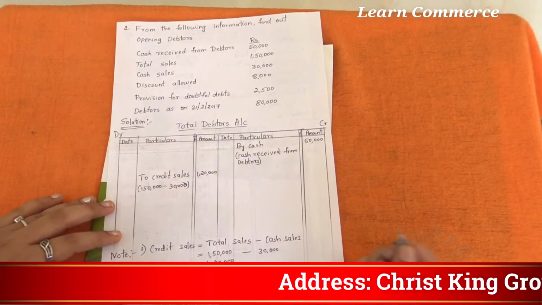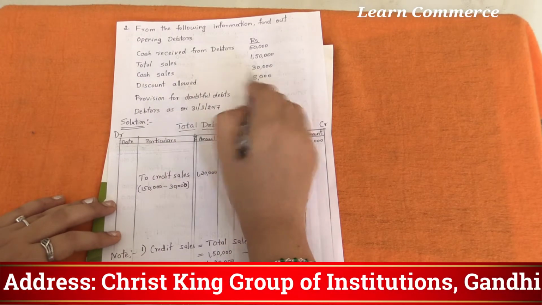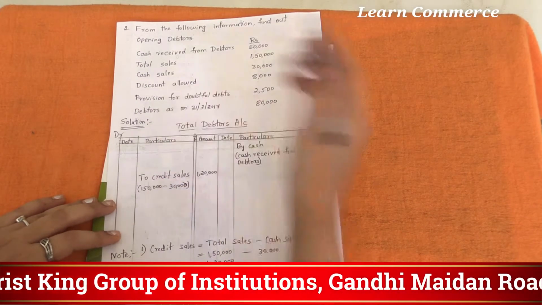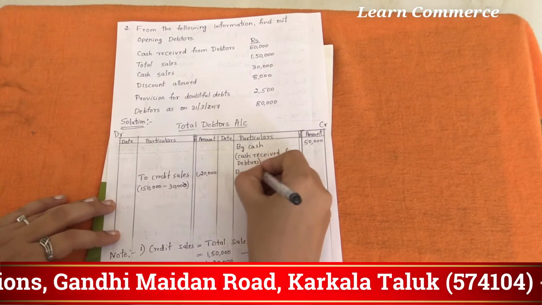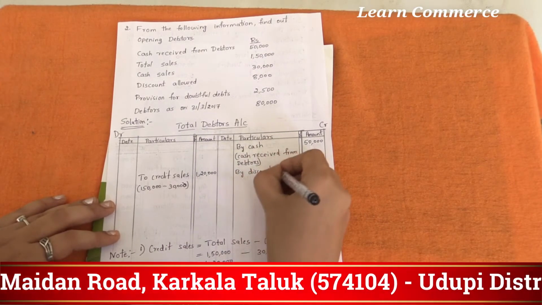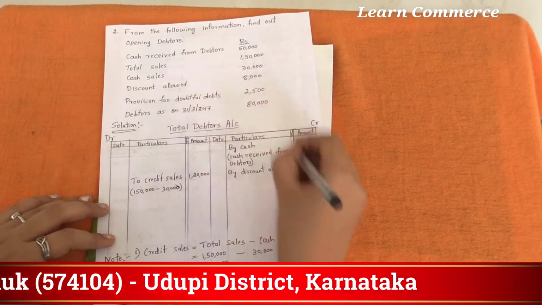Understood, right? Yes. Then next, discount allowed 8,000. Discount allowed should be recorded on the credit side. That's why: by discount allowed, amount 8,000.